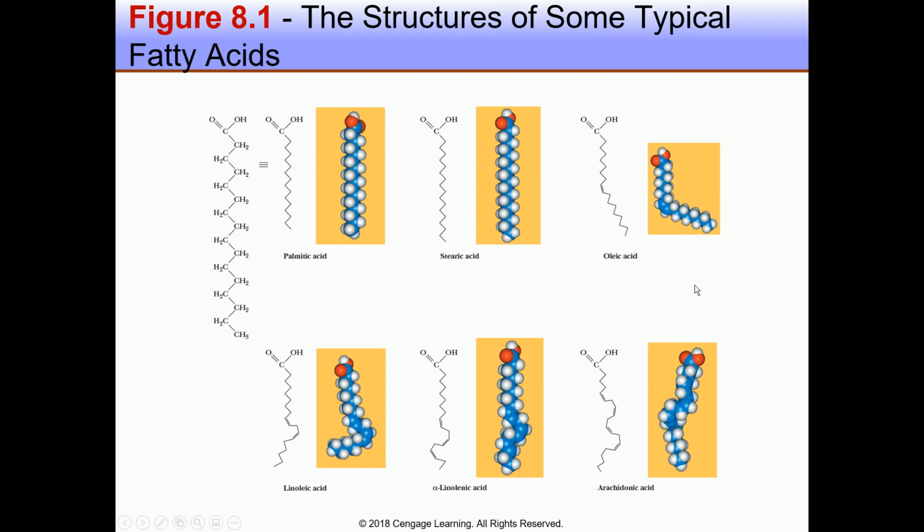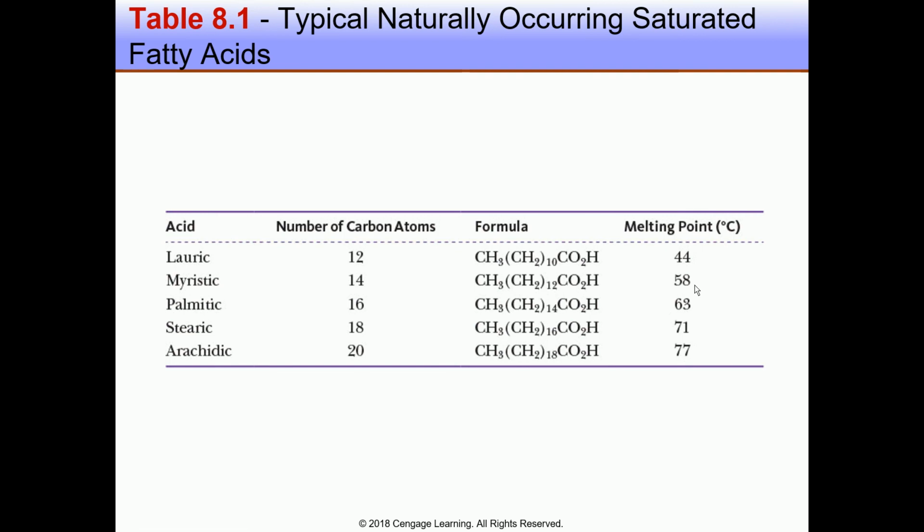And this is again a table showing some examples of saturated fatty acids. This is lauric, myristic, palmitic, stearic. And here they are given how many carbon atoms they have. Like palmitic acid has 16 carbons, stearic acid has around 18 carbons. And these are the formulas.